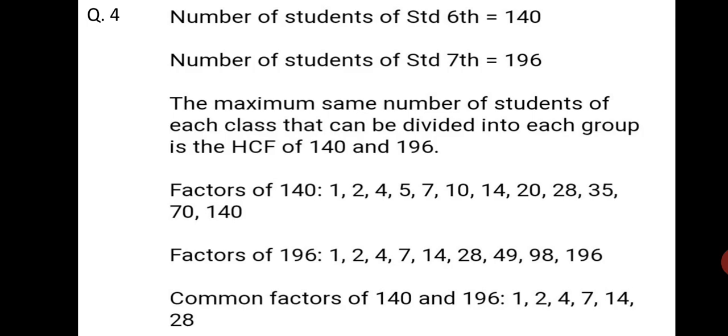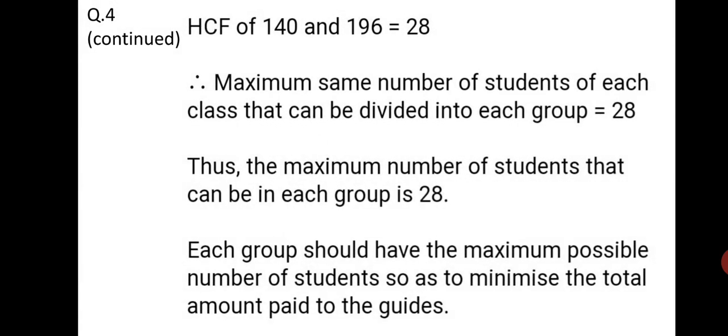We have got the common factors. So now we need to find HCF. Look at the common factors. Which is the highest common factor here? 28, right? So HCF of 140 and 196 is equal to 28. Therefore, maximum number of students of each class that can be divided into each group is equal to 28. Thus, the maximum number of students that can be in each group is 28.